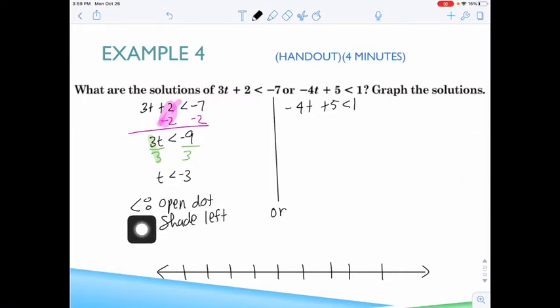Some notes that we should write down: since we have less than, t is on the left-hand side, we have an open dot for less than, and less than means you're going to shade to the left.